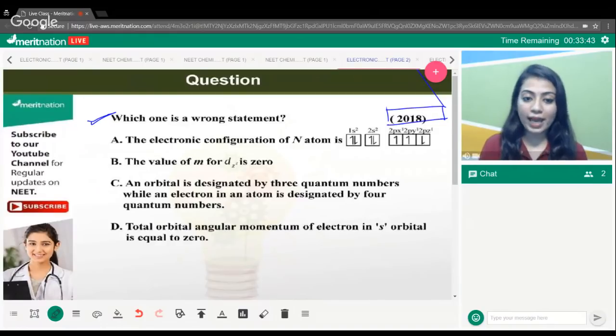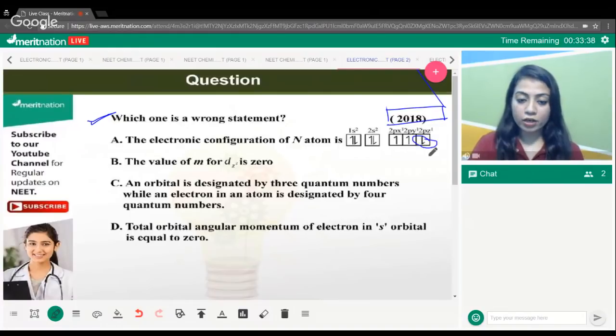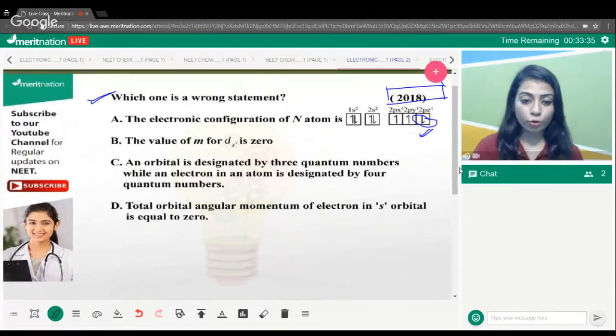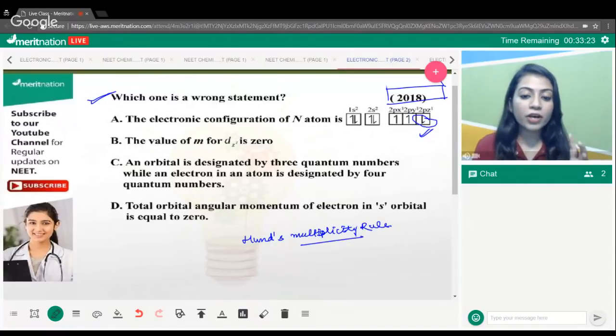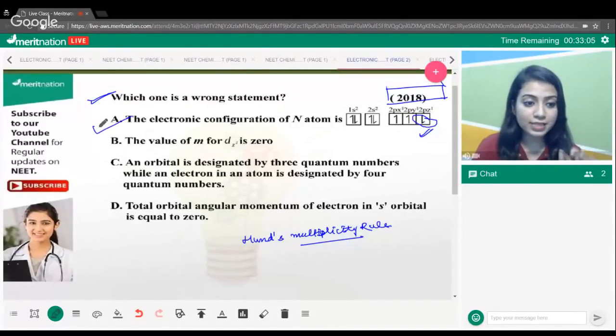As all of you are answering me A, we can clearly see that in the last 2p orbital, the electron here has an opposite spin. So we all know that according to Hund's multiplicity rule, before the pairing starts, the electron should be present singly in the degenerate orbitals and with a parallel spin. But here we can see that they are not present with a parallel spin. The spin of the last electron is opposite. So that means this first statement is itself wrong.